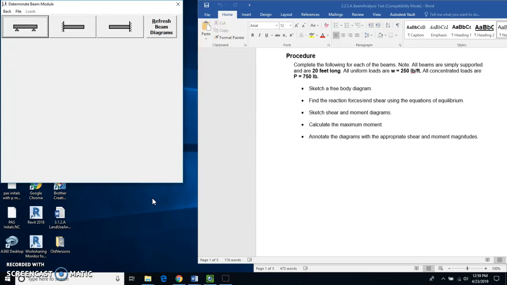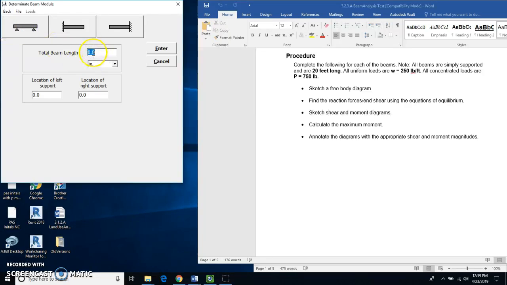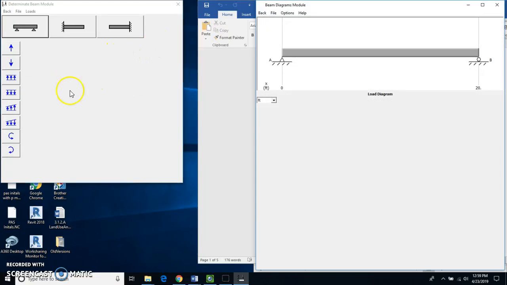I'm not sure exactly what happened at the end of the last video, but it stopped recording somewhere during the video. So I'm going to redo the very last one. There's a little difference. This is going to have two forces. Again, I've got my 20-foot long beam, 0, and then the location of the right support at 20 feet.